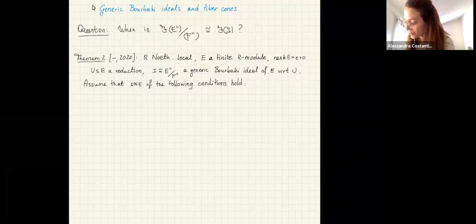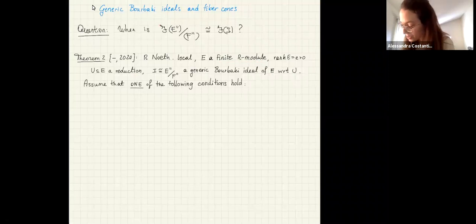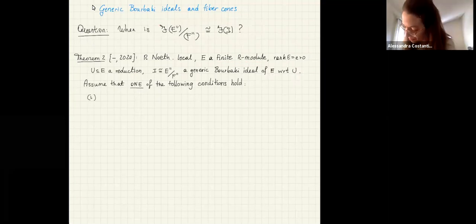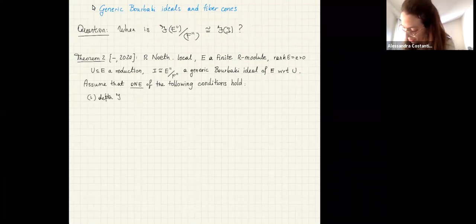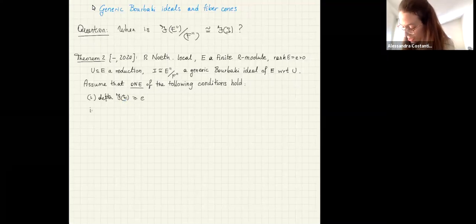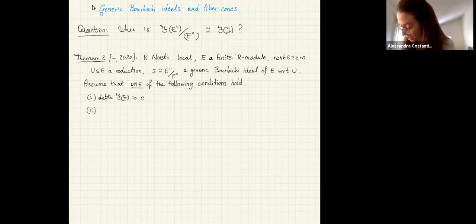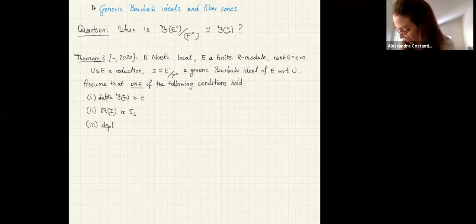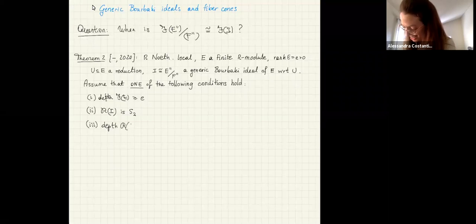So here are my examples. I assume that one of these conditions holds, so you don't need all of them. The first is the depth of F of E is at least the rank. The second, and this is going to look mysterious, but I'm going to get back to it and explain it in a second. The Rees algebra of the Bourbaki ideal is S2. And the alternative condition I have here looks technical, but I'm going to tell you where it comes from, and hopefully you will accept the technicality.